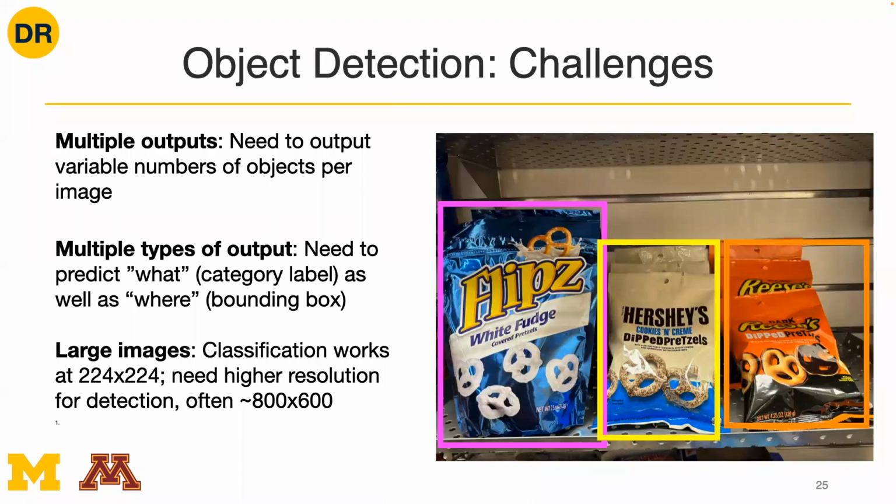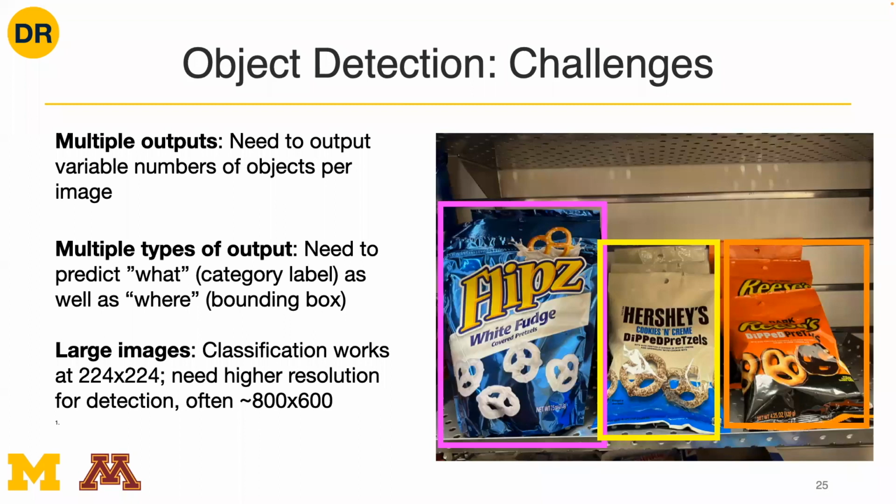That's one thing. Another is that we now have 2 semantically distinct types of output that we want our network to produce. On one hand, we want it to produce labels, discrete category labels, and on the other hand, we want it to produce these bounding boxes, this localization information. And so that's another challenge we're going to have to deal with.